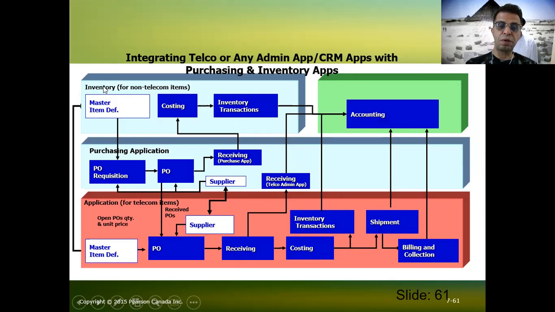And at the same time, if you are buying, I don't know, a case or something for the mobile, which is a non-tariff item, it will have the same procedures, but it's all done in one spot and all collected and goes to the accounting. So this is the integration of a telco or any admin CRM app when you're purchasing, with integration to the inventory.